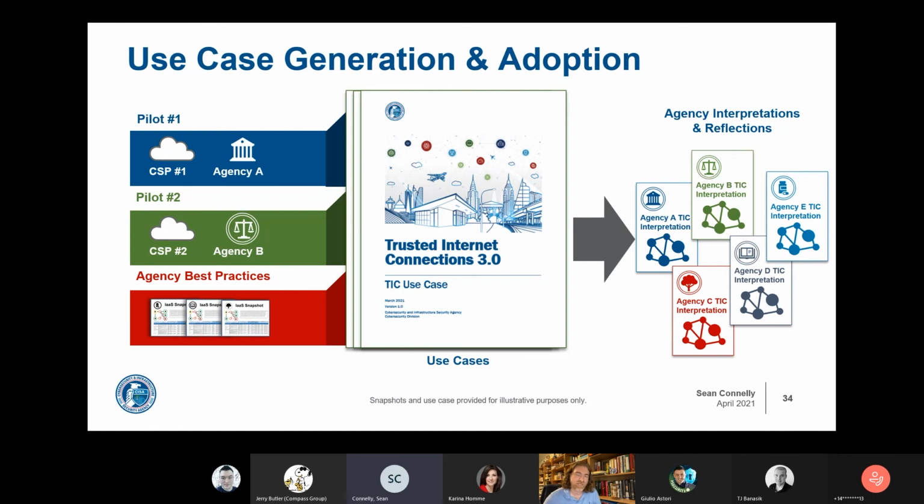We'll talk a little bit in another slide about the use cases themselves. Ideally, once these use cases are released, then the agencies are free to interpret and build out what we call reflections of the use case, solution architectures. Next slide, please.